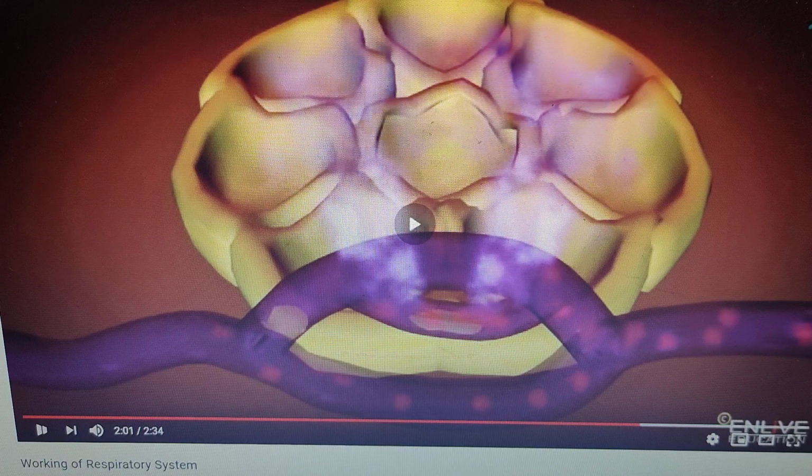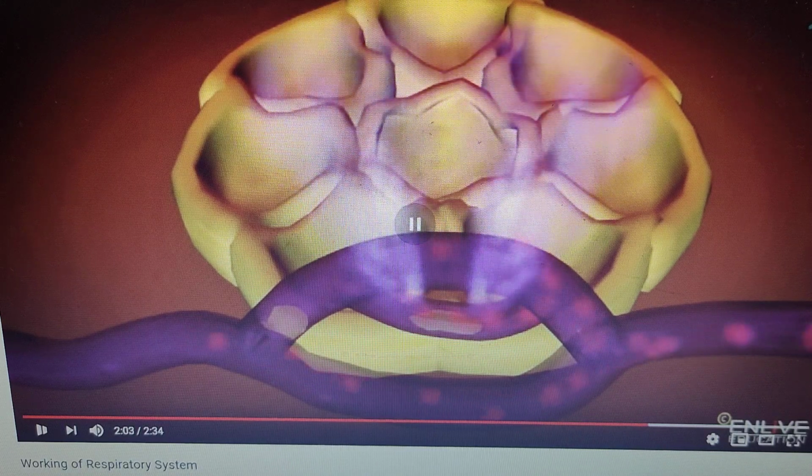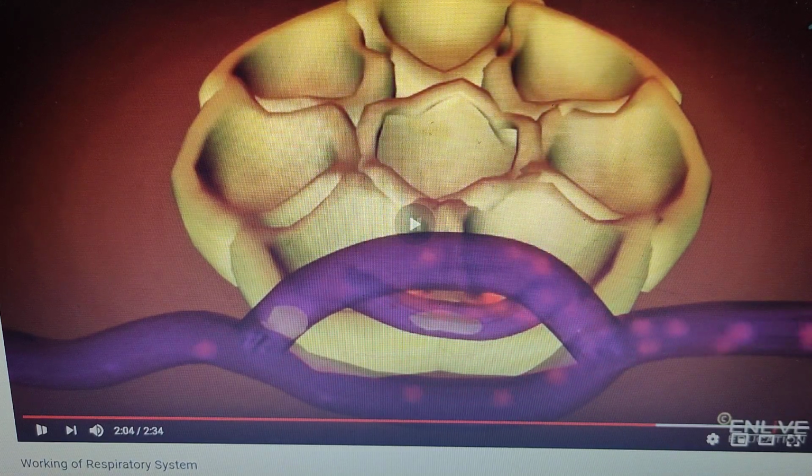So just look at this. The movement of molecules, air, gases, blood inside the lungs.